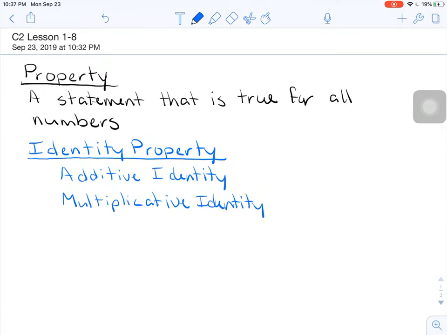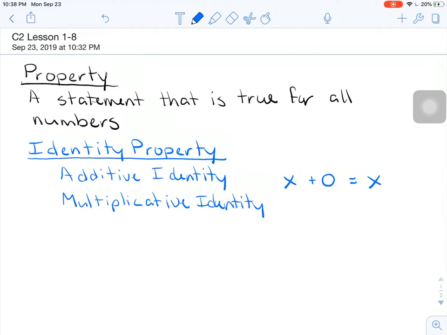Again, identity properties tell us how we can do things to a number that will keep the value of the number the same. When we're adding any number, we'll call our number x because we can make it any number we want. If we're adding and we want that number to not change, the only way to do that with addition is to add 0. Adding 0 keeps the answer the same. So that's what the additive identity says. The additive identity says that when you're adding, 0 will keep your answer the same.